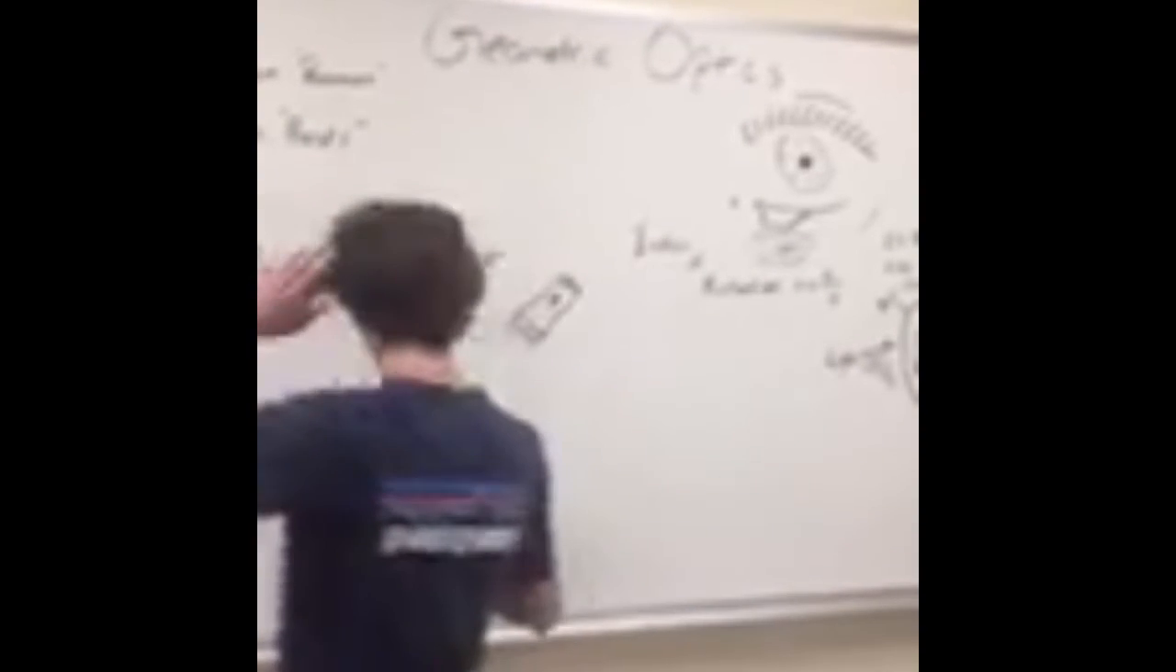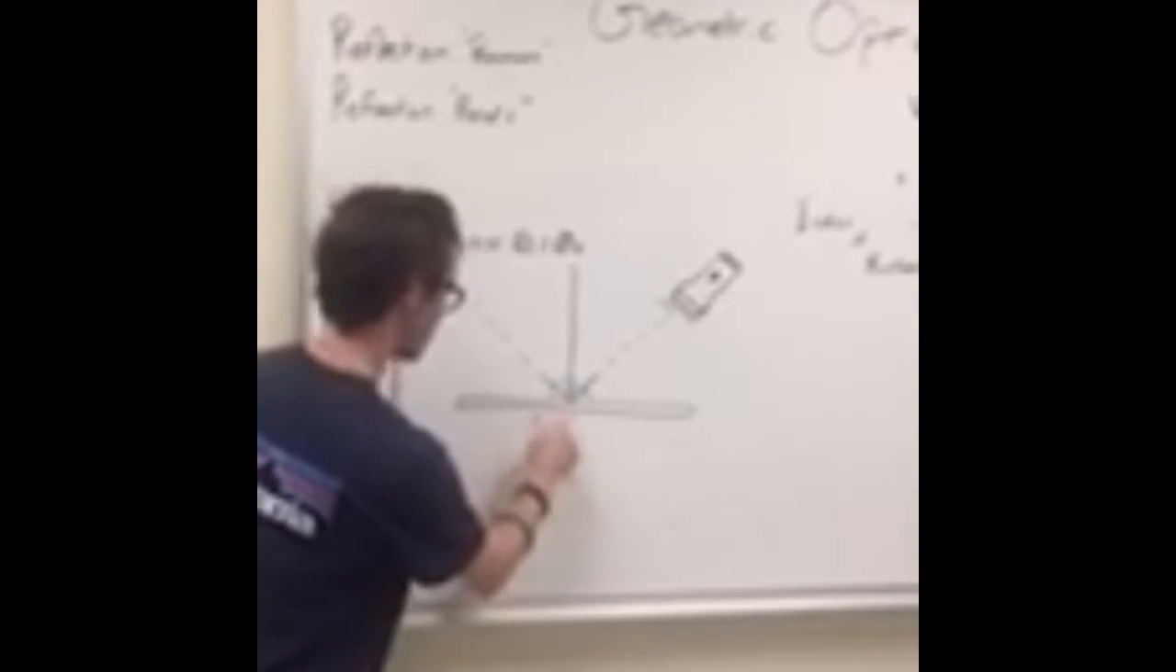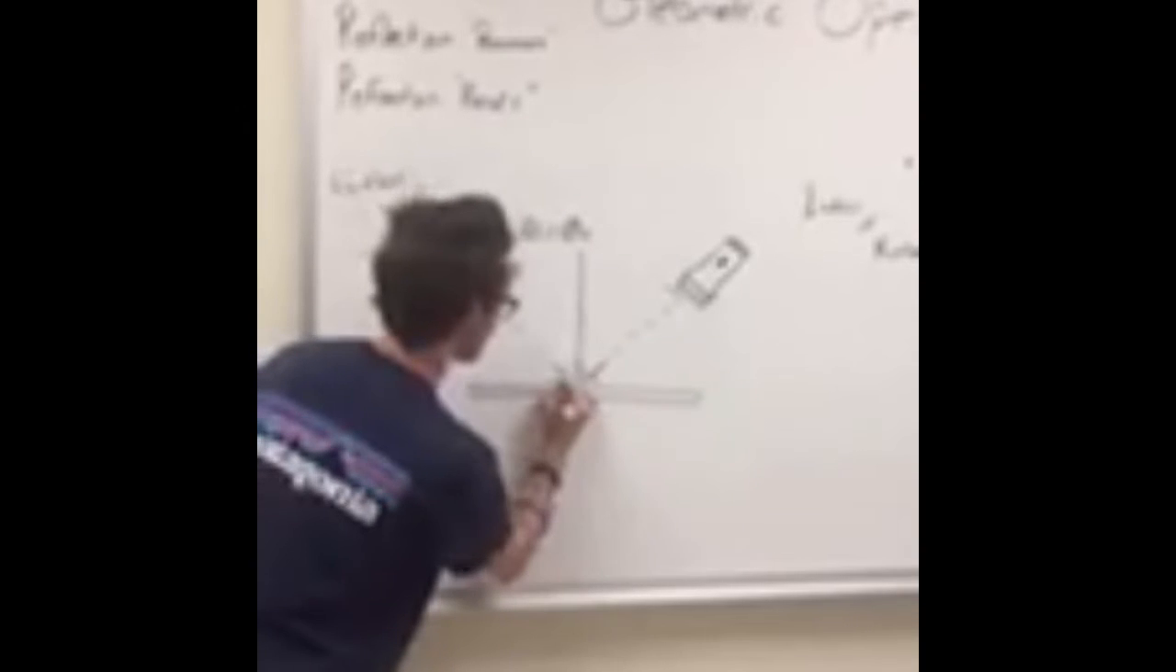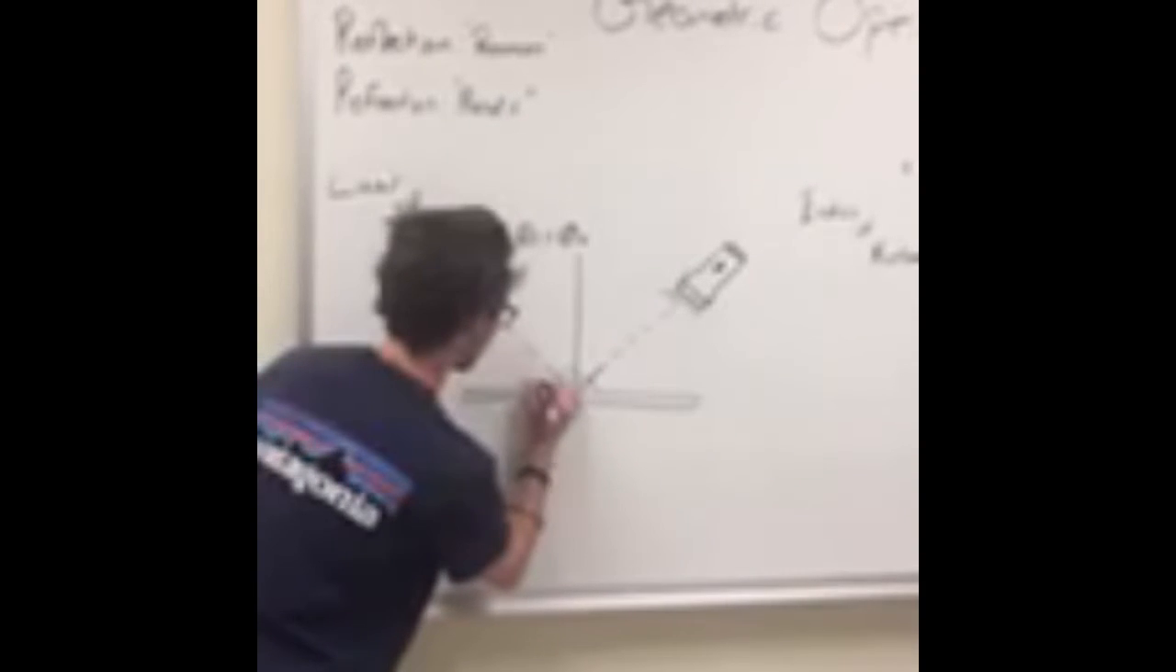So let's do just a quick problem. We know this mirror is flat. So let's just say we broke out the protractor. We measured the angle between this imaginary perpendicular line and the light, and let's say this was 20 degrees when we measured it.